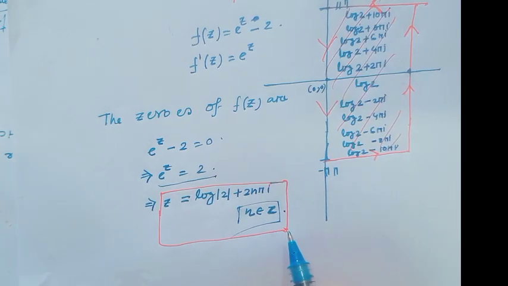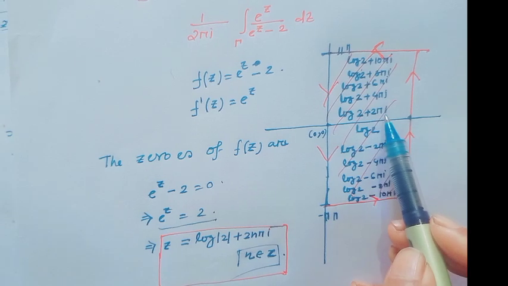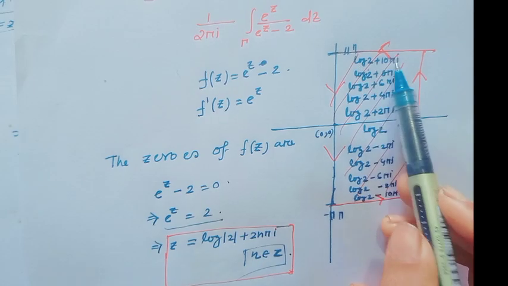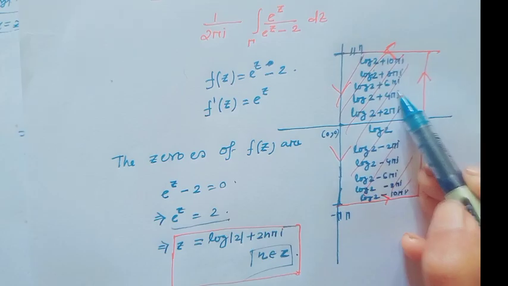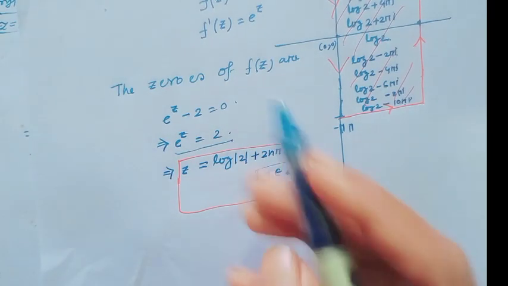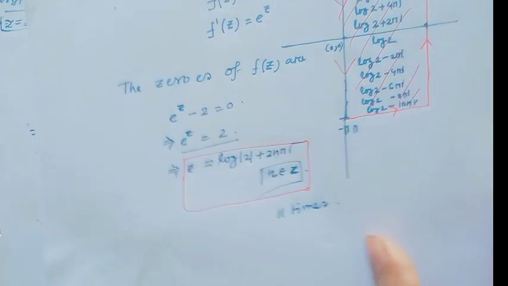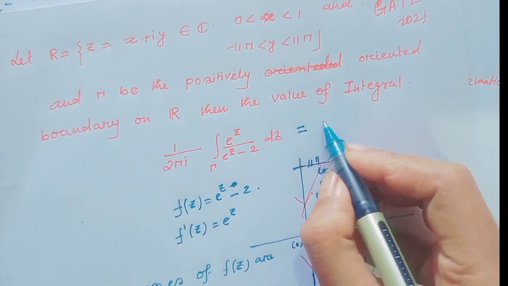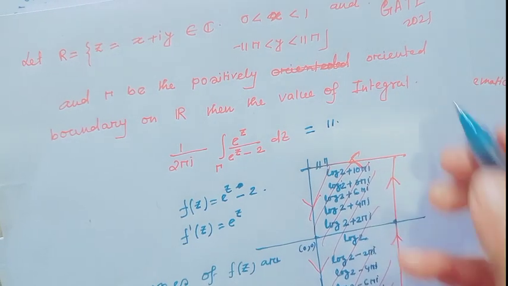And the zeros are of this type: log 2, log 2 plus 2 pi i, log 2 plus 4 pi i, log 2 plus 6 pi i, log 2 plus 8 pi i, log 2 plus 10 pi i, and similarly on the minus side. That means 1, 2, 3, 4, 5, 6, 7, 8, 9, 10, 11. There are 11 zeros. Number of poles is 0. So the value is 11. Okay, this is the value of the integration.